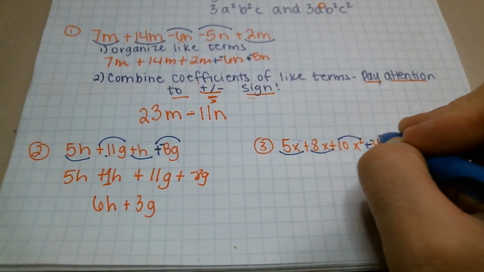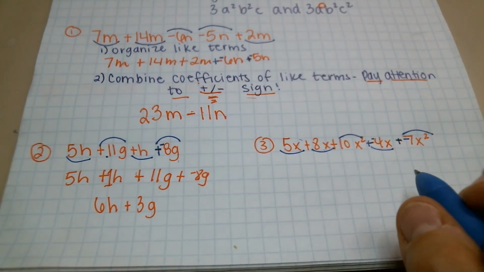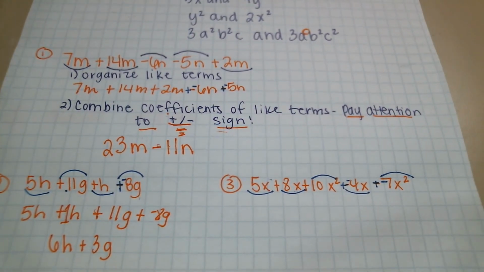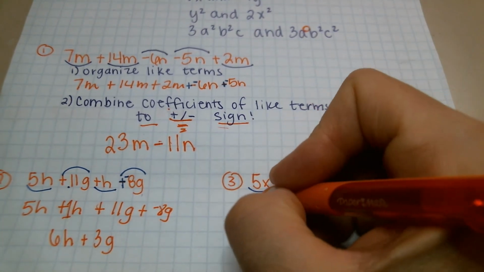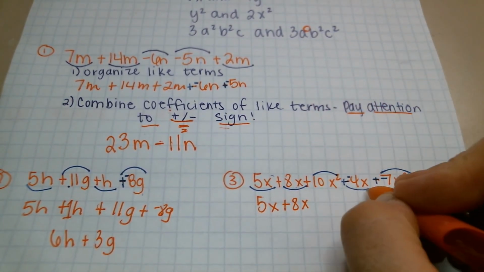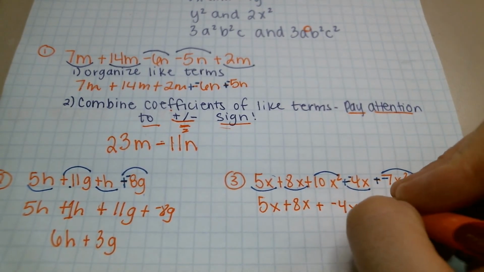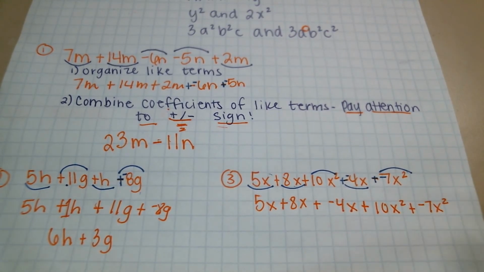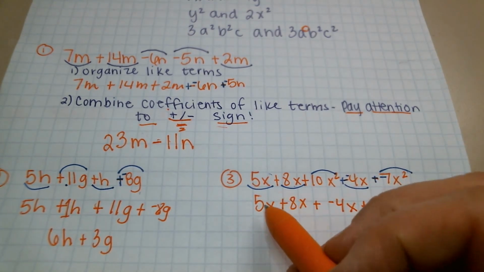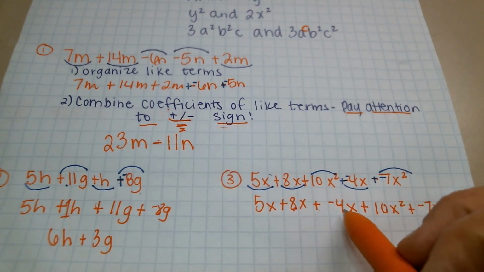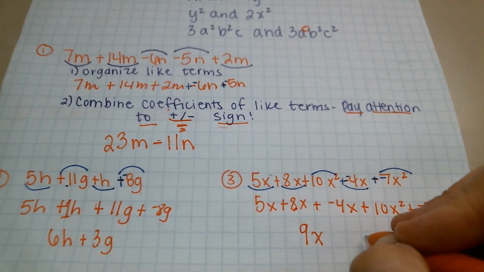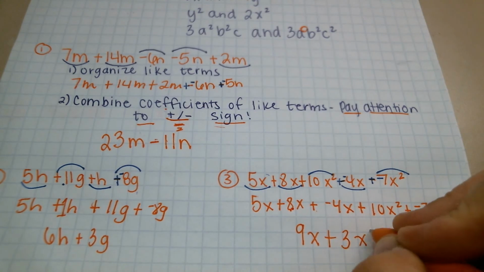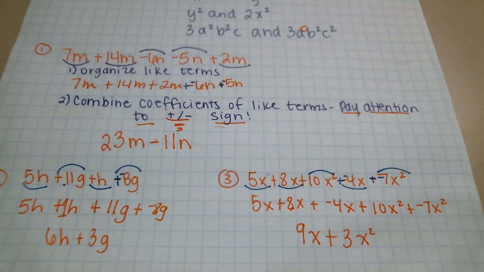Again, if you want to rewrite this as plus negative, feel free to do that until you get comfortable with seeing that a minus sign makes the numbers negative. Now, let's rewrite this. 5x plus 8x, and then I've got plus negative 4x, plus, and then my x squared is 10x squared plus negative 7x squared, and then add the coefficients of like terms. And add the coefficients of the x's. 5 plus 8 is 13. 13 plus negative 4 is 9, and those are my x's. And then add the coefficients of the x squareds. 10 plus negative 7 is 3x squared. And that is as far as I can simplify. So that is my solution.